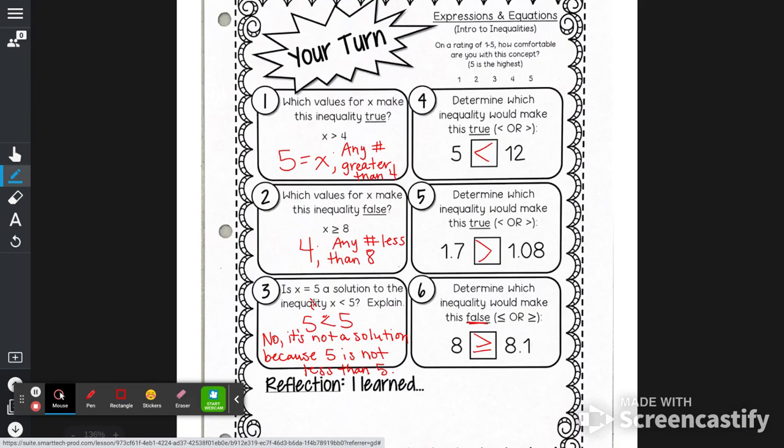Okay. 8 is greater than or equal to 8.1. That's just not true, right? It's not greater than, and it's definitely not equal to. Okay. So go ahead, write down what you have learned. Okay. Most of this was review, but a few new things, and then we will expand on this tomorrow.